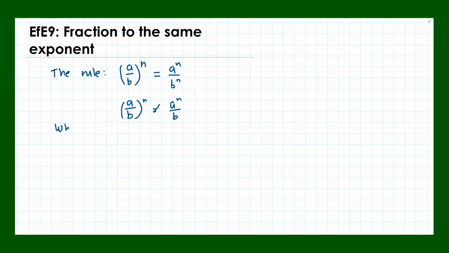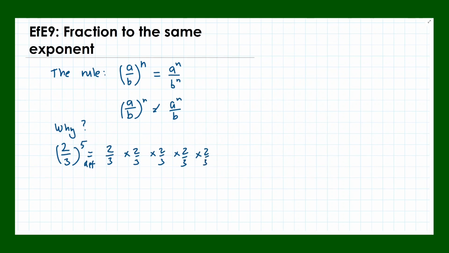Right, so why does this rule work? Well, as in each case, we will demonstrate how the rule works in a specific example. 2/3 has to be raised to the 5th power. So again, use the definition of the exponent. What does it mean to raise something to the 5th power? Well, that simply means that the same thing has to be multiplied by itself 5 times. So that's 2/3 multiplied by itself 5 times.